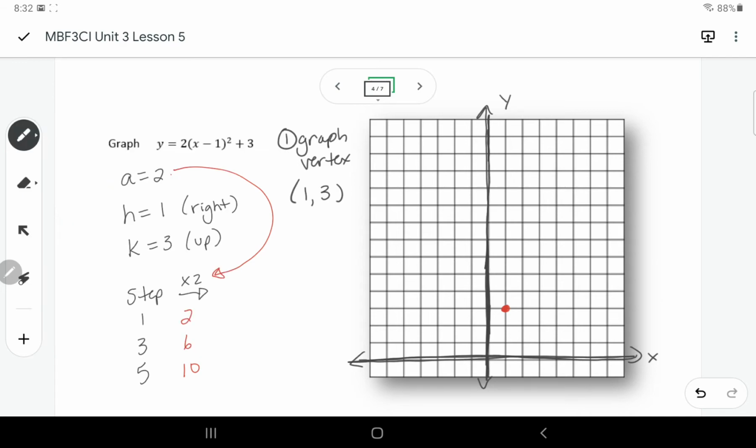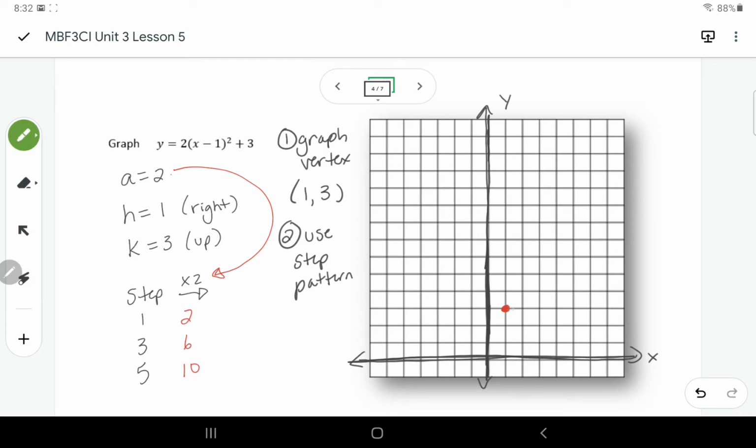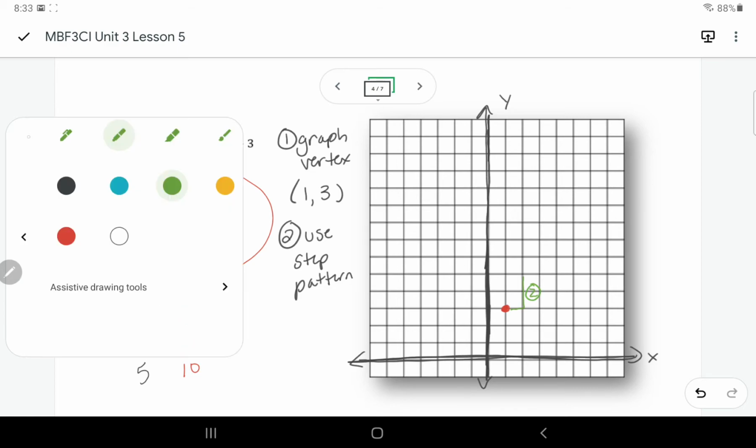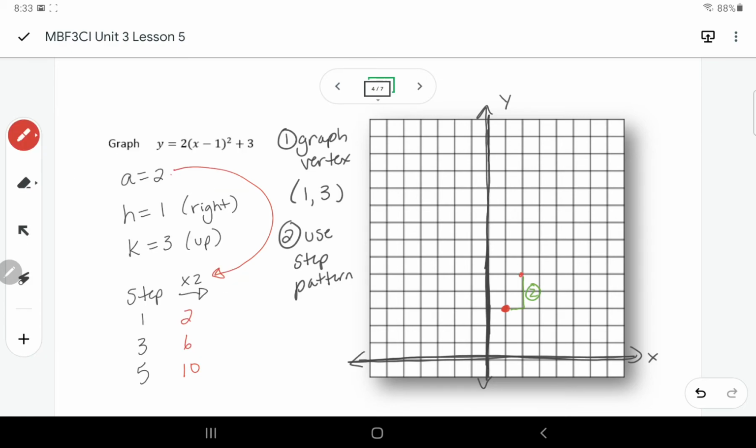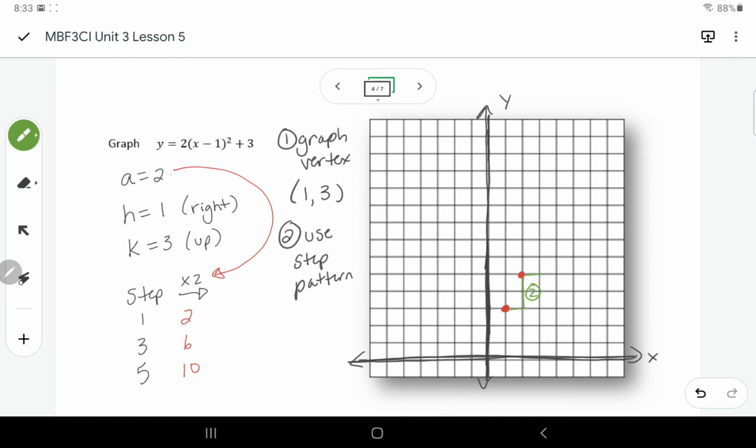Then I'm going to use the step pattern. So I'm going to graph this using the step pattern of this 2, 6, 10. So the adjusted step pattern. So here I'm going over 1, up 2. So that 2 is the first step in my step pattern. Then I put another dot. And then the next step is over 1, up 6. So 2, 4, 6. And that's the next step. And then I'll put another dot.